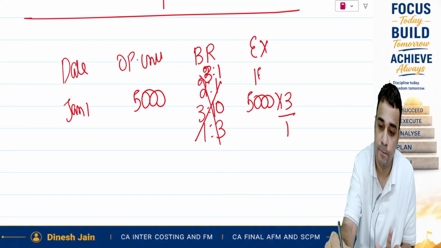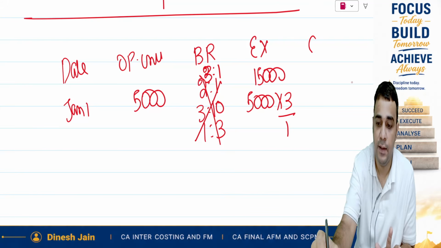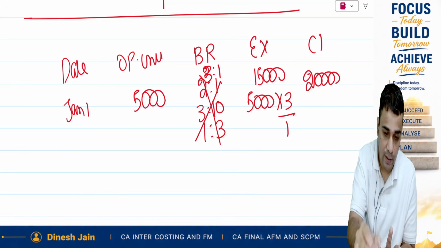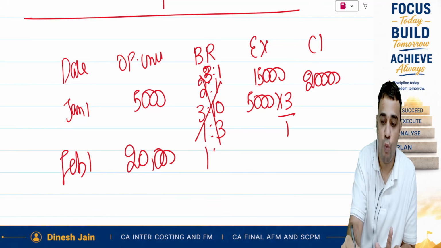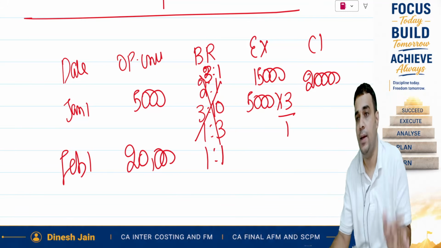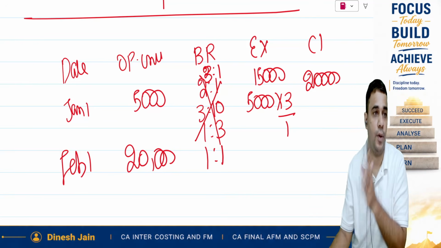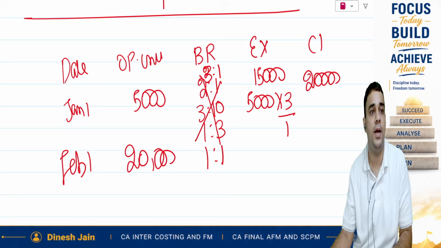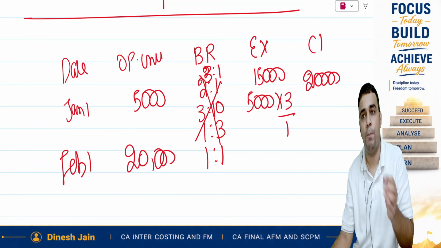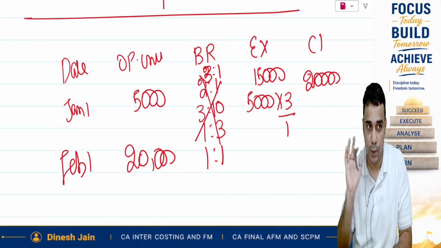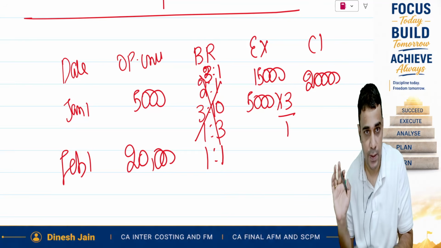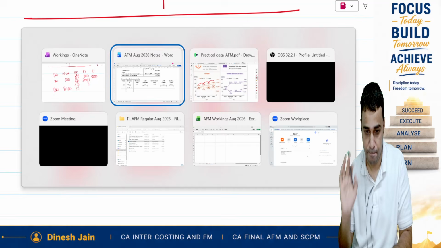3 by 1, 15. Closing is 20. Then February 1, opening 20. 1:1, extra 20, closing 40. This will keep going on in case of a bonus plan. The problem which we are going to solve will have 2-3 bonuses being declared. Any doubts till this? Understood? Can we proceed? Clear?